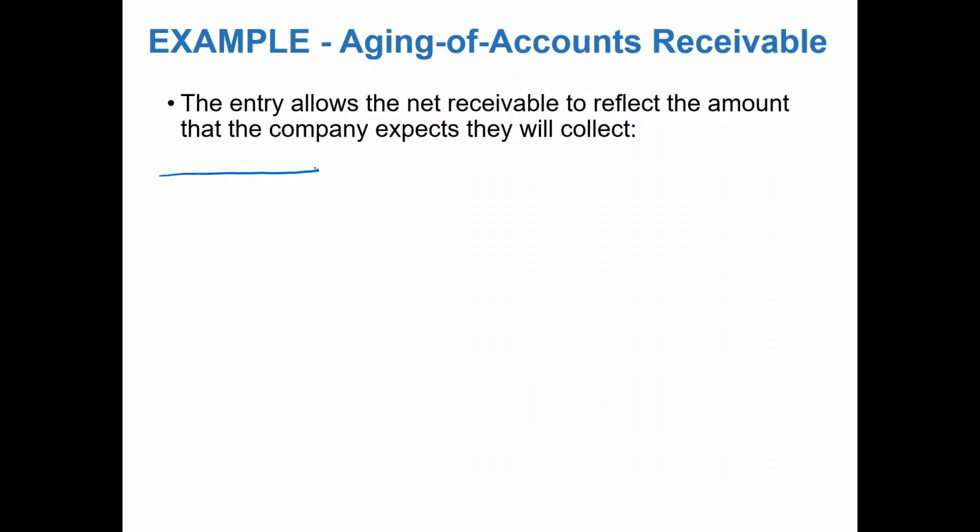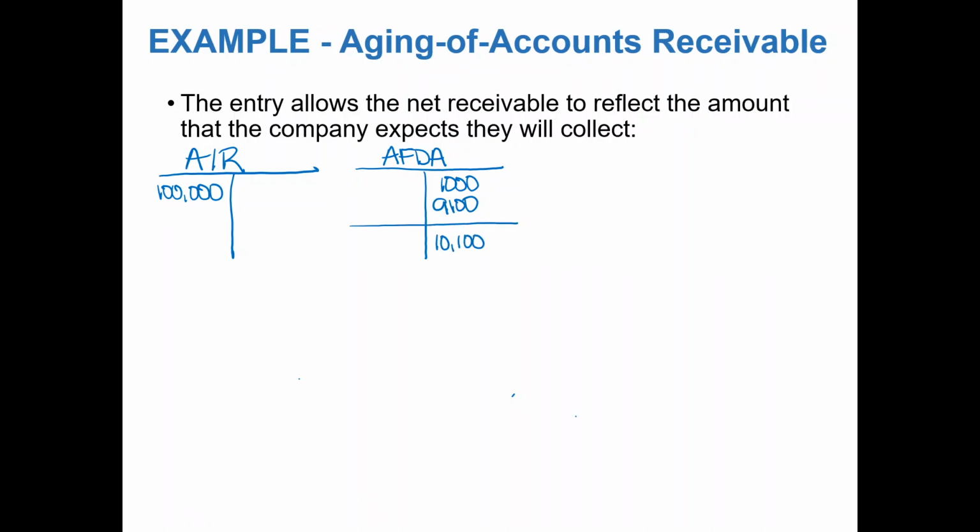So once we do this entry, it allows our net receivable to reflect the amount that we actually expect to collect. So if we quickly update some T accounts here, our accounts receivable we know was at $100,000. And the allowance for doubtful accounts was at $1,000 from the previous balance. And then we added in the $9,100 in that entry to get to $10,100. And again, this is the target that we calculated. So that's what we wanted. We weren't adjusting for that $10,000. We were trying to get there because that's what we didn't think was collectible.